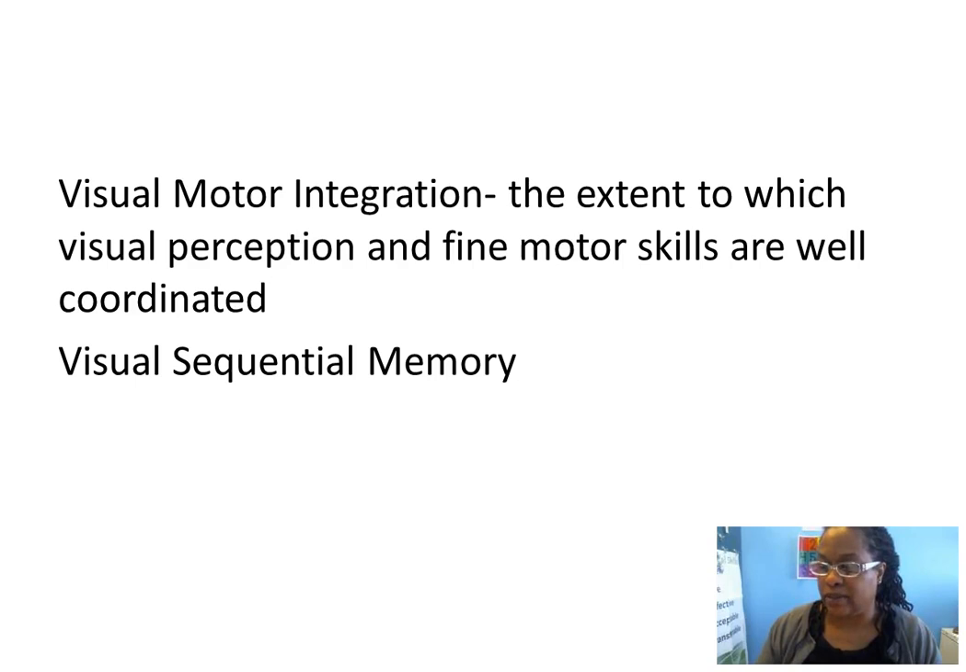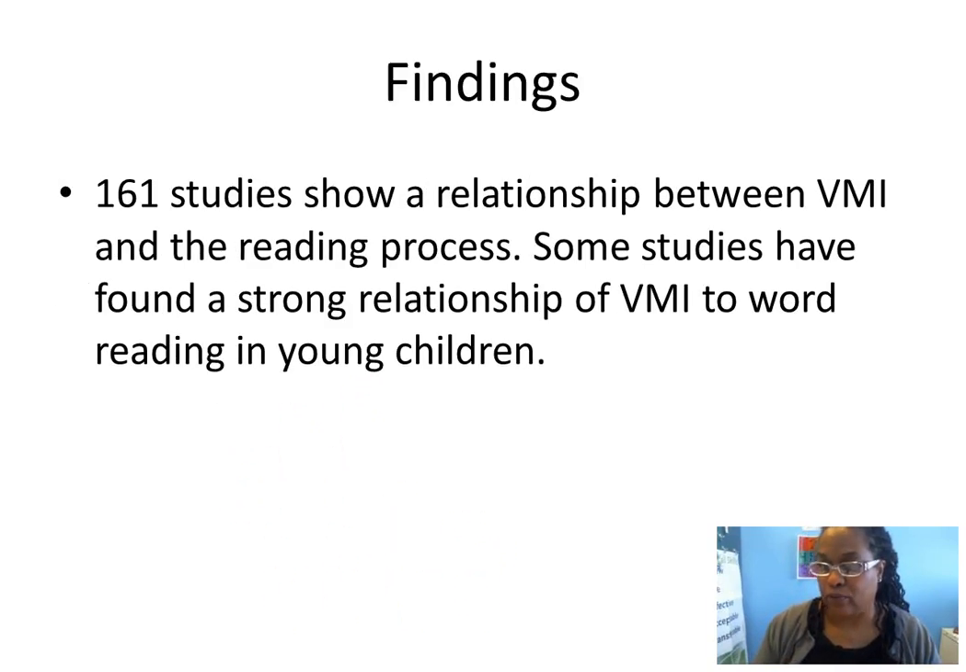First, some terms. Visual motor integration is the extent to which visual perception and fine motor skills are coordinated. So when we look at visual perception, how you see things, visual motor is how the way you see things is also attached to the way you operate, or your fine motor skills, how you coordinate your fine motor skills, and sequential memory. In the research that I did, I found 161 studies. And of these studies, they all showed that there was a relationship between visual motor integration and the reading process.